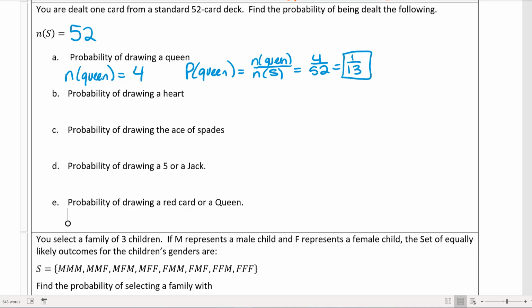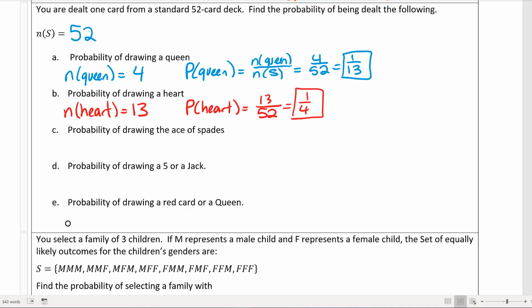For our next, we're looking for the probability of drawing a heart. So how many hearts are you going to have in your 52 card deck? Well, it turns out that there's 13 hearts, so the probability of drawing a heart is equal to the number of hearts, which is 13, over my sample space, which is 52, and that reduces to a fourth.